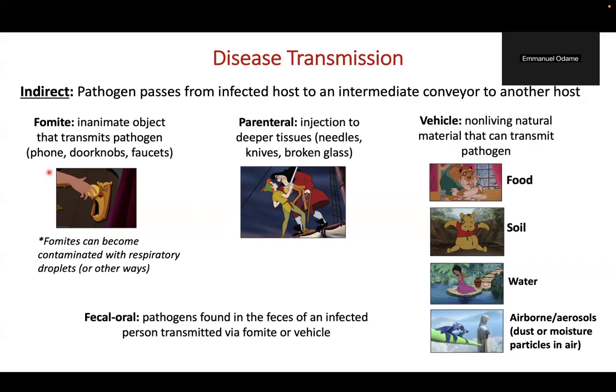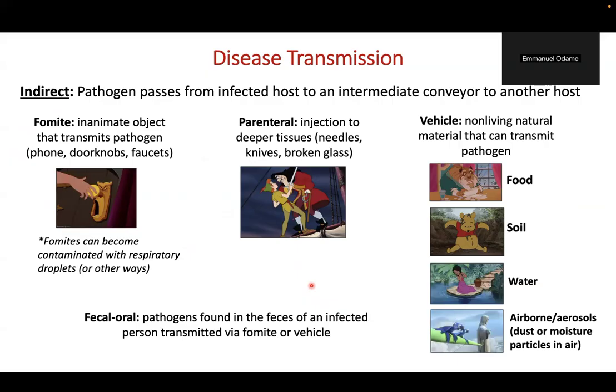And you realize one of the experiments we did was for you to go out and sample places like doorknobs or even the bench to see if we can culture microbes. That's the very first thing we did in the lab, and that tells you that that is an indirect disease transmission. And then the other one is parenteral, which is basically injections to the deep tissue. It can be done through knives, broken glass, and needles.